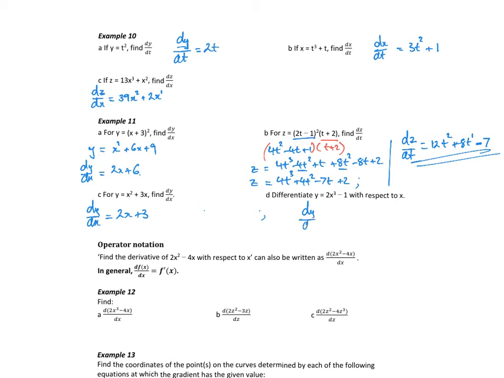Again, it's dy/dx because the variables are y and x. 3 times 2 is 6, so 6x. Take 1 from the power, so it is squared, and the derivative of 1 is just 0. So there's my derivative there.